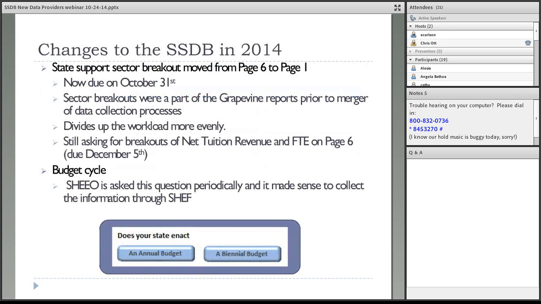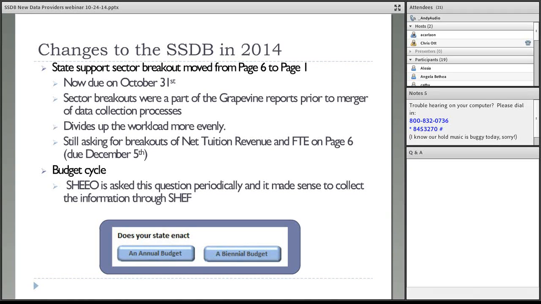All right, I'm going to talk really quickly about the couple of changes that we made to the SSDB this year, and then I'm going to go over our 3 adjustment factors, and then I'm going to open it up for questions. All right, so I'm going to talk about 3 changes, and really only 2 are changes, and one is just an emphasis on something that's always been there.